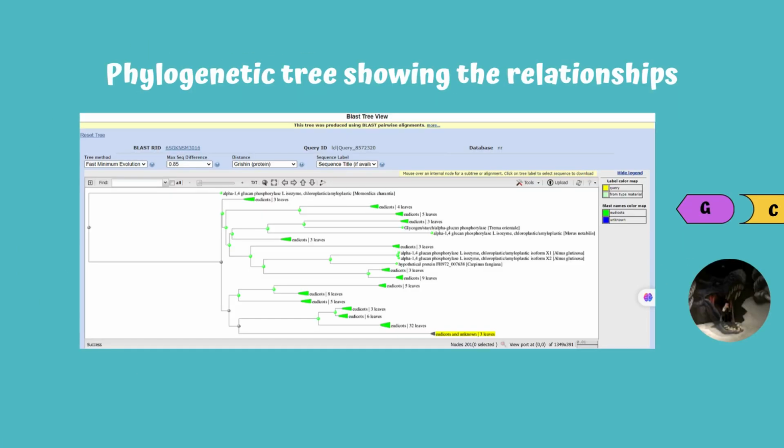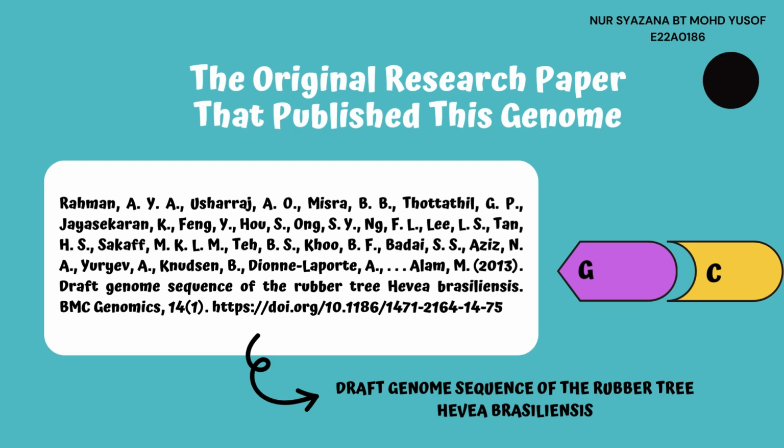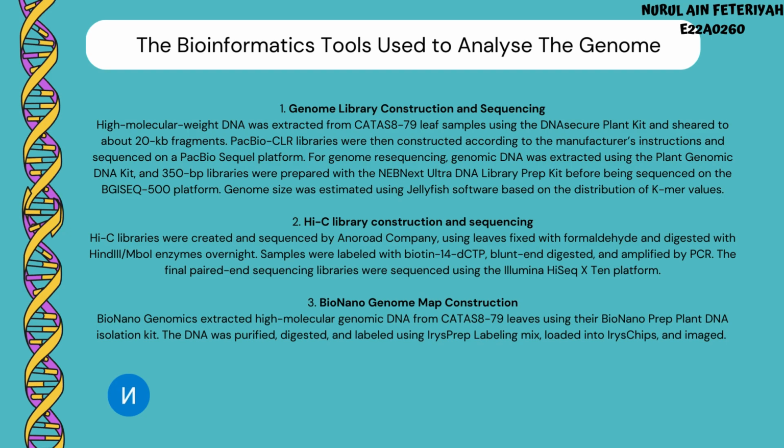Here is a phylogenetic tree illustrating this relationship. I used protein BLAST, then this tree was produced using BLAST pairwise alignments. The original research paper that published this genome is Rahman et al., draft genome sequence of the rubber tree Hevea brasiliensis. Phenotype Next is the bioinformatics tool used to analyze the genome.